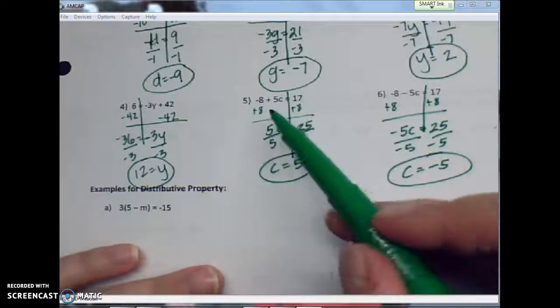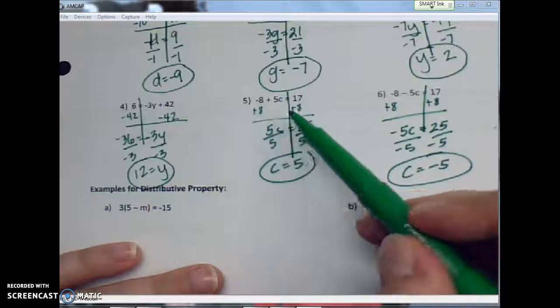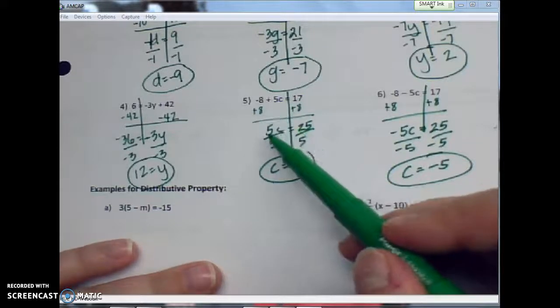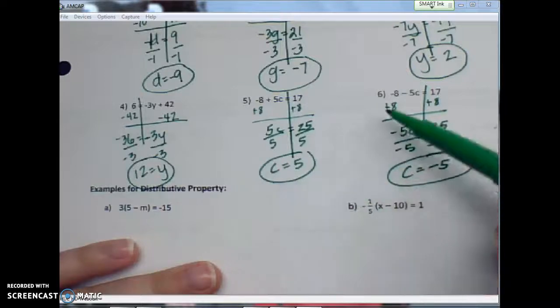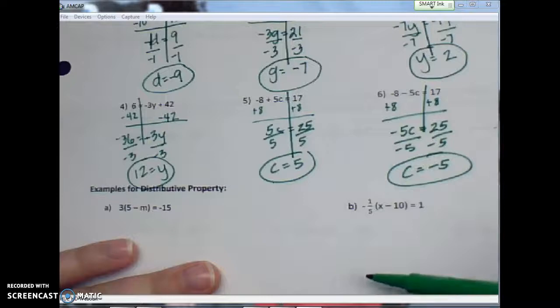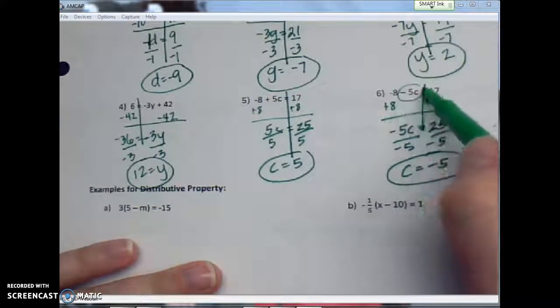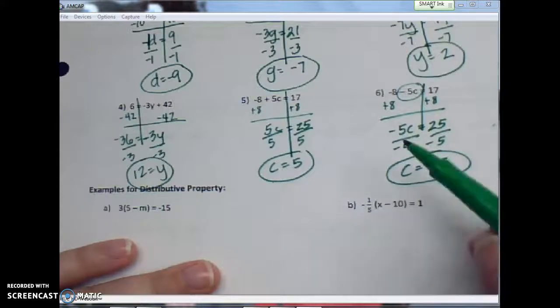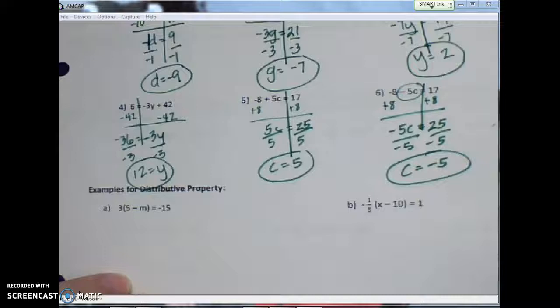Number 5, we have a negative 8. So to get that to 0, we have to add 8 to both sides. We end up with a 5c equals 25, so c equals 5. Again, on number 6, we have a negative 8, so I would add 8 to both sides. I end up with a negative 5c because of that negative, that subtraction with that 5c. So this is c equals negative 5.